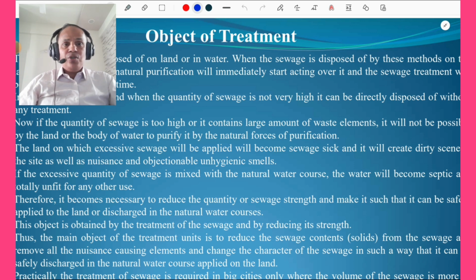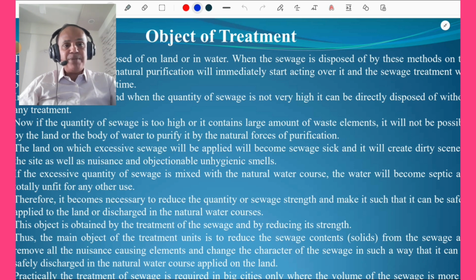If the excessive quantity of sewage is mixed with the natural water course, the water will become septic and it will be totally unfit for other use. So it is necessary to reduce the sewage strength and make it in such a way that it can be safely applied to the land or discharged into the natural water courses. The object is obtained by the treatment of the sewage and by reducing its strength. Strength means the strength of waste elements or the strength of the bacteria.